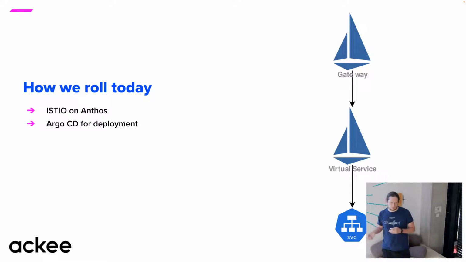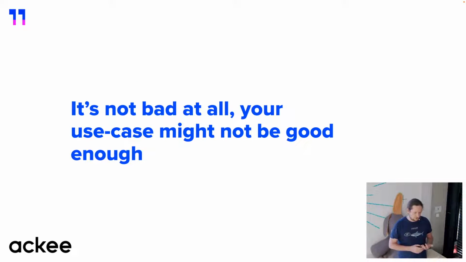We also use rollouts in Argo, which are really helpful if you are planning to use some advanced strategies for deployment, like canaries, blue-green and stuff. And that's the way we kind of figured is the most usable in our case. So generally, it's not really bad at all. Your use case might not be good enough.